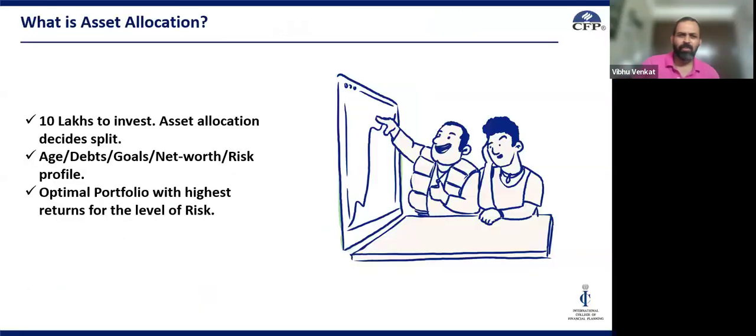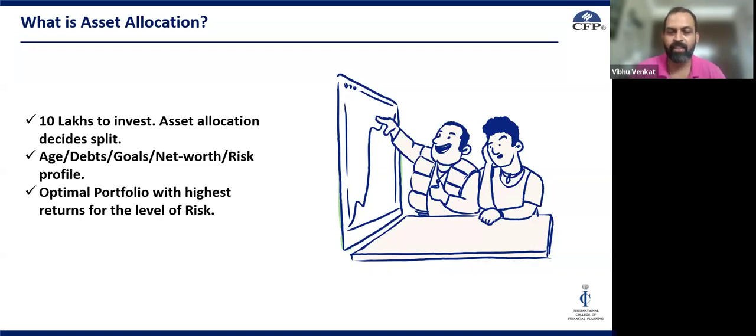So, what is asset allocation? There are a lot of articles about asset allocation. Every day you see in Economic Times, Money Control, all the leading business financial papers, they talk about asset allocation. So let's try to keep it simple. Someone has 10 lakhs, all right? He wants to invest that 10 lakhs into the market, the stock market or financial market. Now, how should he split or allocate this 10 lakhs, in its simplest form, is what asset allocation is.